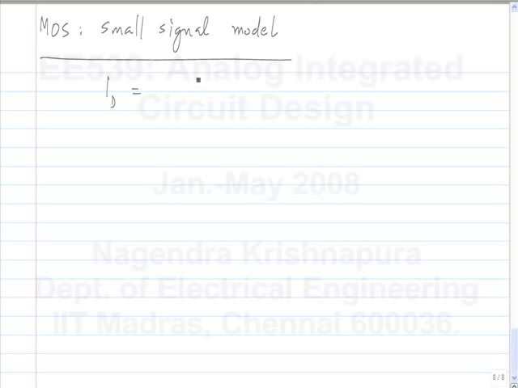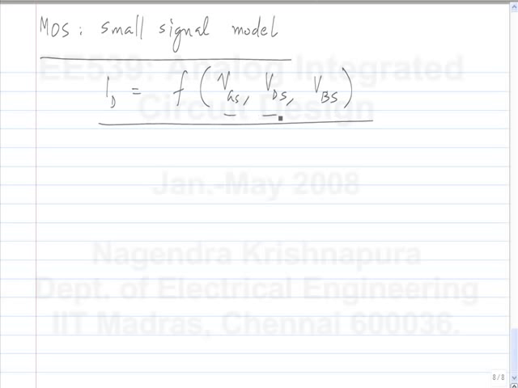The drain current is a function of VGS, VDS and VBS. It's some nonlinear function. Now, what does the small signal model represent? It represents increments in these quantities, right. So, let us say it is operating at a particular value of VGS, VDS and VBS, which gives you a particular value of ID.